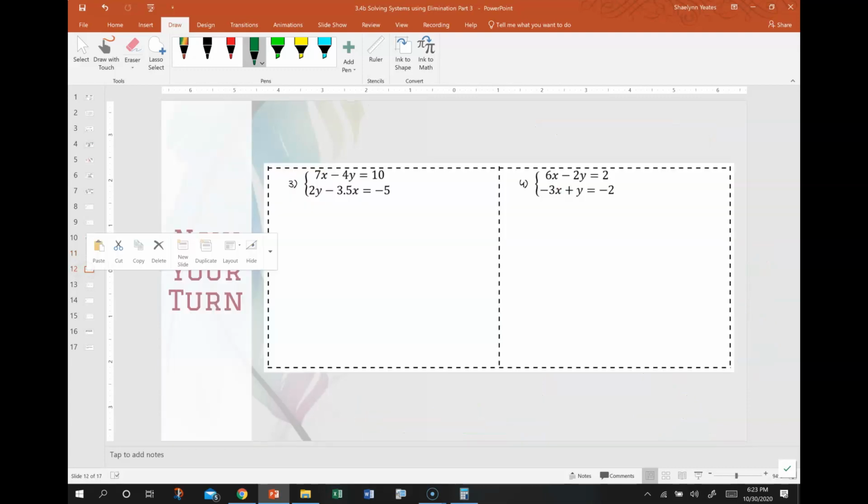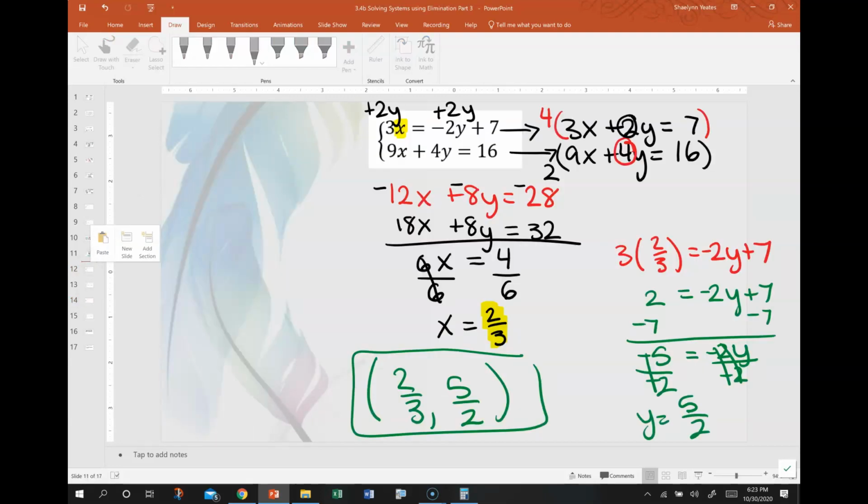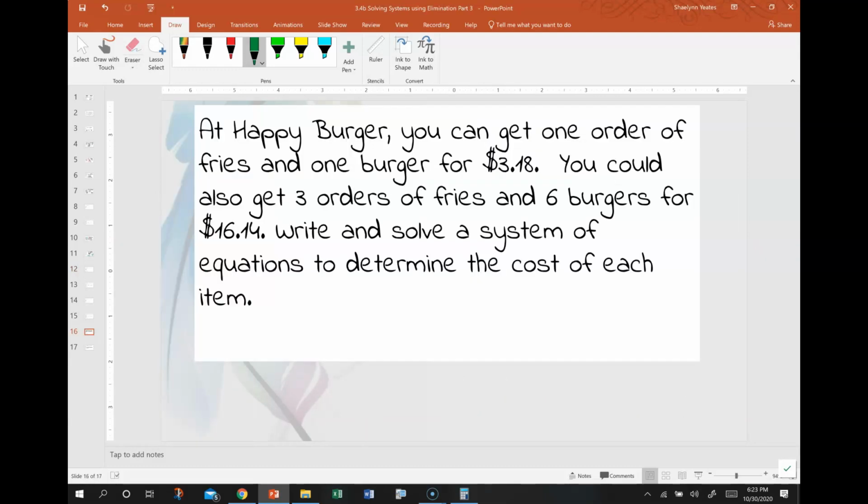All right, now I want you guys to go ahead and give this one a shot, and then try this one out. Notice that they lovingly lined everything up for you if you want to use elimination, but if you want to use substitution, you just have to rearrange it real quick. And then we are going to go ahead and solve this problem about burgers and fries.